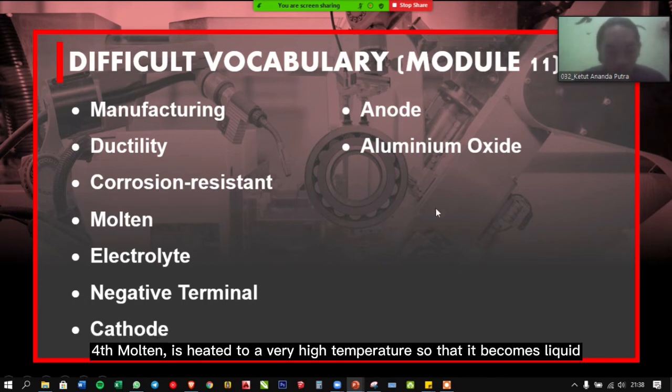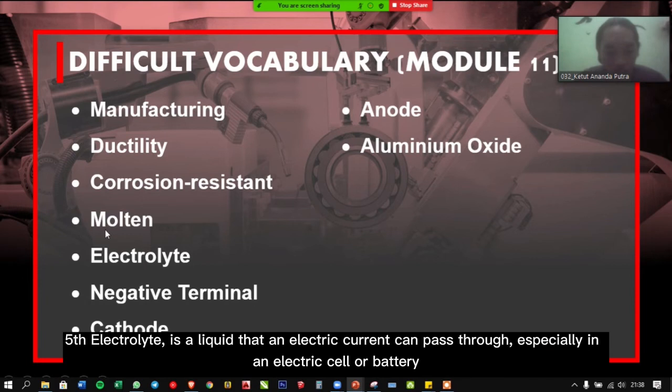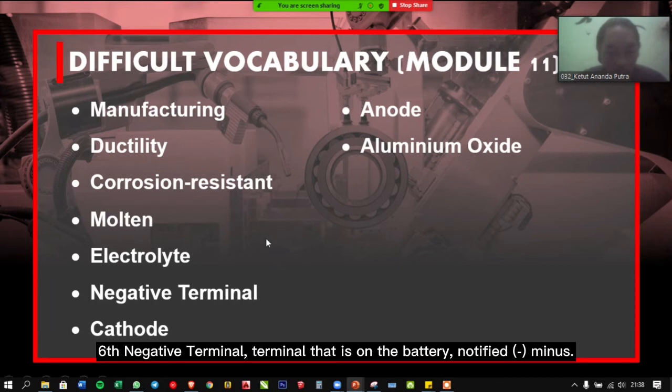The fourth, molten, is held at a very high temperature so that it becomes liquid. The fifth, electrolyte, is a liquid that an electric current can pass through, especially in an electric cell or battery. The sixth, negative terminal, is the terminal on the battery that is negative, minus.